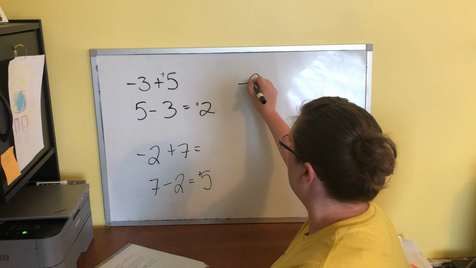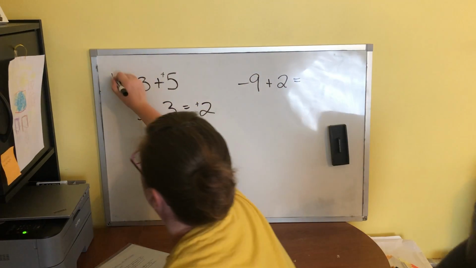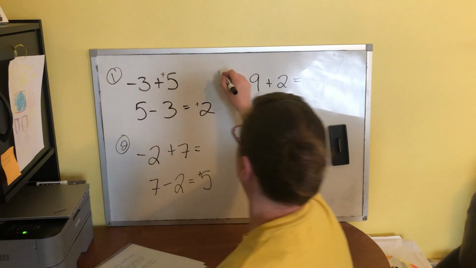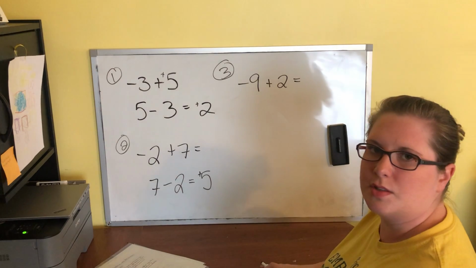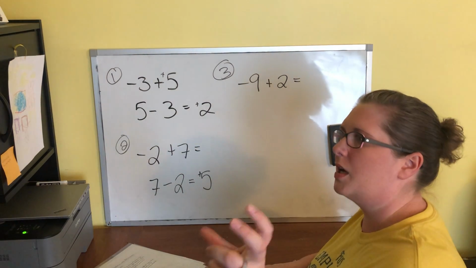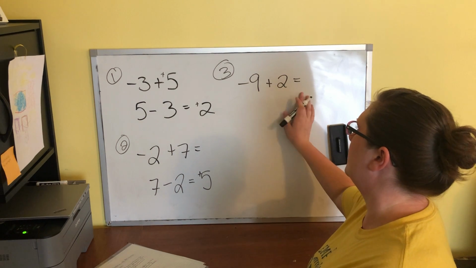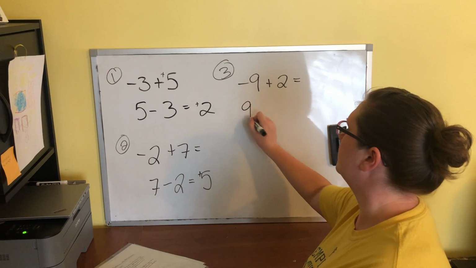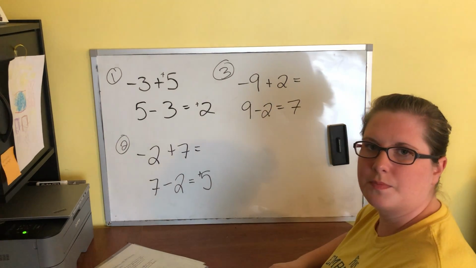Let's say we were given -9 plus 2. All right, so these are different problems. So here's our third example. -9 plus 2. Once again, you can start on a number line, add 2, or you could turn this into a subtraction problem. So start with the larger number. Well, the 9's larger, and then we're going to subtract 2 to give us 7.